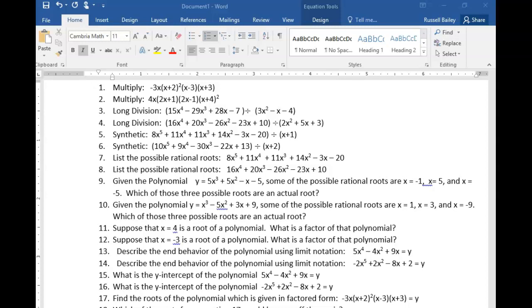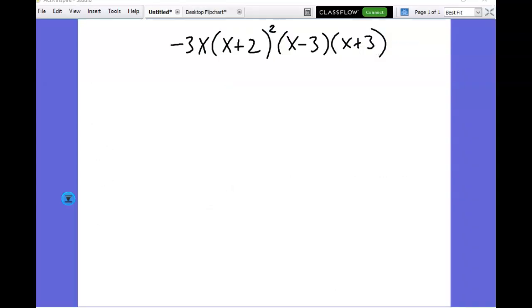Question number 1. We're going to talk about multiplication. So let's do that. I'm going to be doing this at lunchtime, so it might be a little bit noisy. I'm holding the mic close to my mouth, though, so hopefully you guys can hear mostly me.